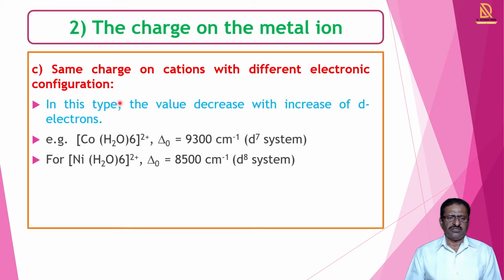Then the third case, the same charge on the cation with different electronic configuration. In this type, the values decrease with an increase in d electrons.